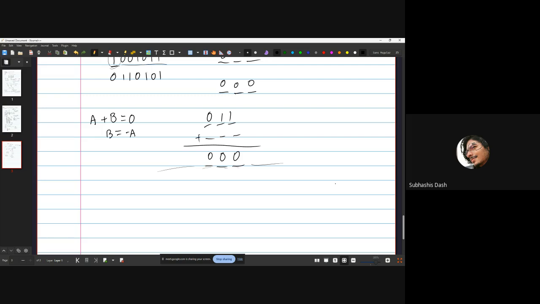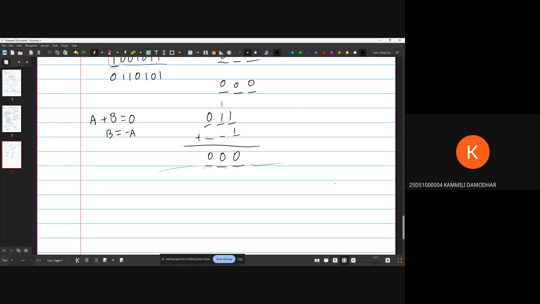So what can I do? Let's go step by step. What can I add to this one to make it 0? Again 1. It is 1. Right. So now these both will add up to 0 and we'll have 1 carryover. Yes. Right? So what can I add to this part to make this one 0?